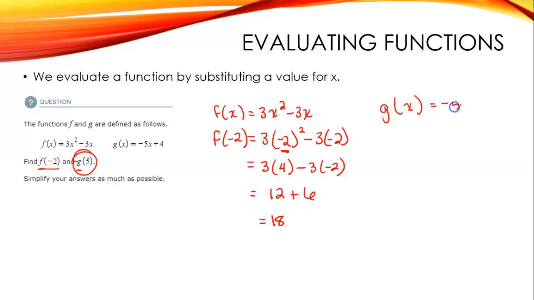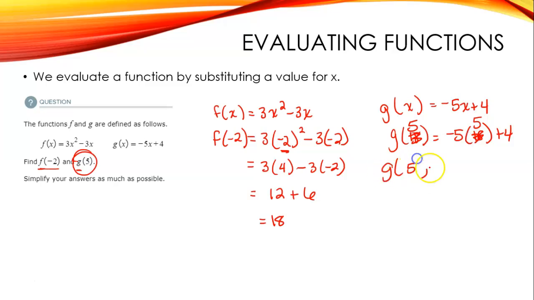G of x equals -5x plus 4. They're telling me to replace x with 18. So -5 times 18 plus 4. Oops, I'm sorry, that said f of 5, didn't it? I don't know where I got, I was using this. That should be a 5 here, and that should be a 5 here. So I'm finding g of 5, not g of 18.